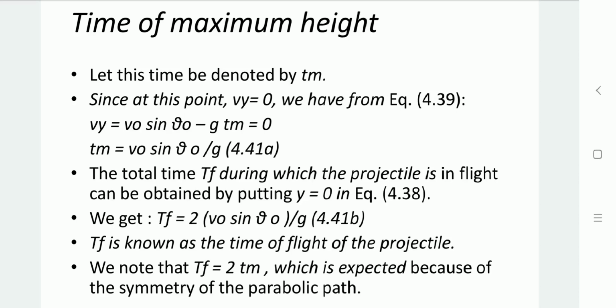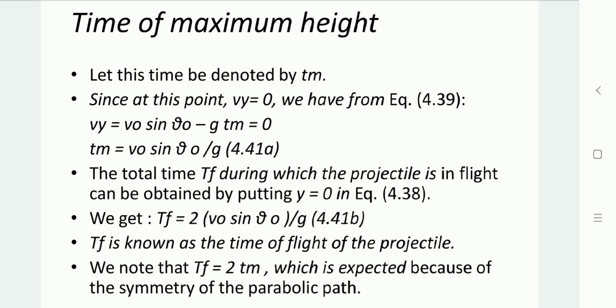Now if we want to determine the total time, denoted as Tf, during which the whole projectile motion is carried out, that can be obtained by putting y equals 0. In the above equation, if we put y equals 0 and at time t we substitute Tf, making Tf the subject of the formula, we have Tf equals 2 V0 sin theta 0 by g. This Tf is known as the time of flight of the projectile.